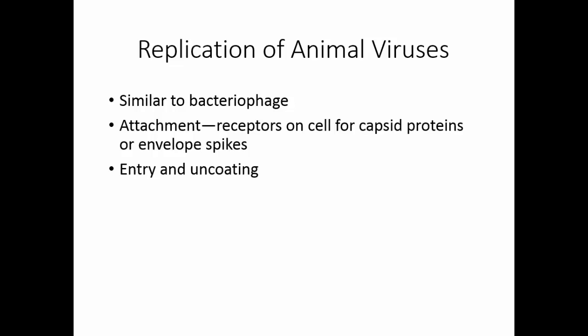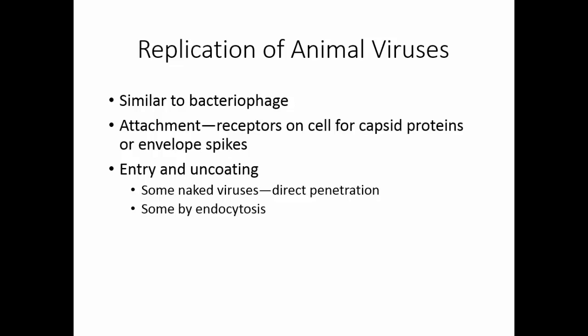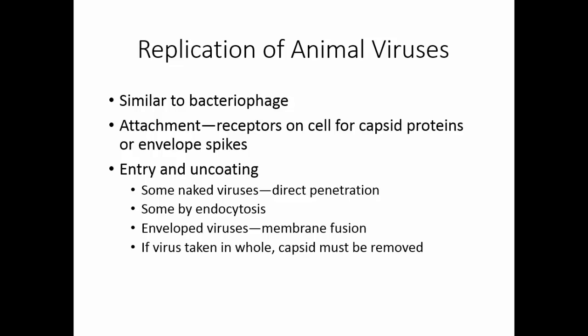Entry and uncoating is a little different. Some naked viruses may simply directly penetrate the cell, sending in their DNA or RNA. Some viruses are taken in by endocytosis. Enveloped viruses may be taken in by membrane fusion. If the virus is taken in whole, at some point the capsid has to be removed so that the viral nucleic acid can enter the cell. And it is not clear how this happens. Somehow the capsid is digested off of the virus.